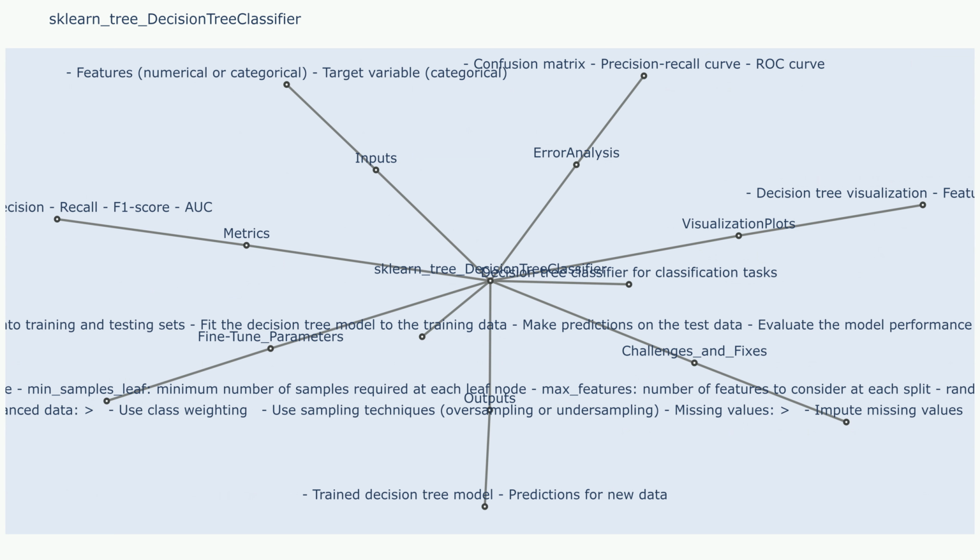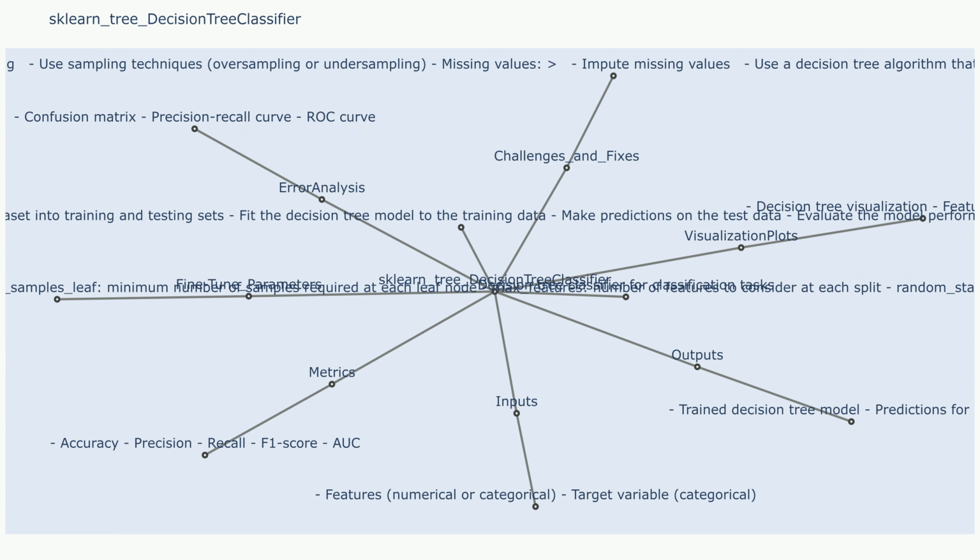Entropy measures the impurity of a node, reflecting the uncertainty of class labels within the node. Gini impurity measures the probability of misclassifying a randomly chosen sample from a node. Visualization plots. Tree plot visualizes the decision tree structure, showing the features used at each split and the resulting class labels. Feature importance plot shows the importance of each feature in the decision tree model, indicating which features are most influential in predicting the class label.